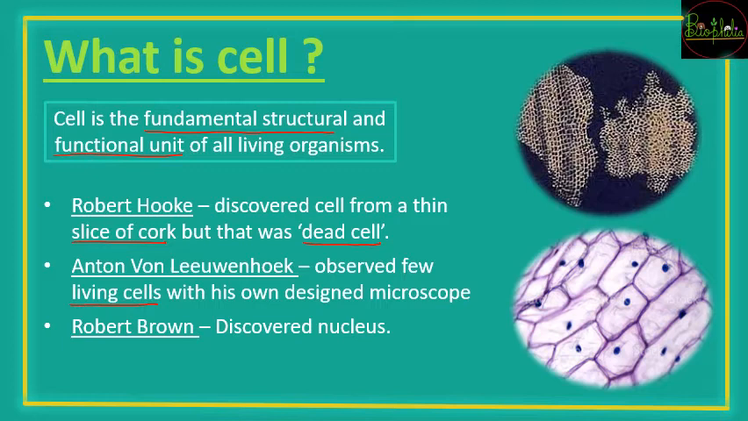After that, research development happened in microscope conditions, lenses ko theek kiya gaya, that there were inventions of better types of lenses. Because of that, cell ke andar ki cheeze bhi dikhne lagi thi. And at that time, Robert Brown discovered the nucleus. So the blue spots or red spots that you see on microscope slides are nothing but the nucleus, which was discovered by Robert Brown.